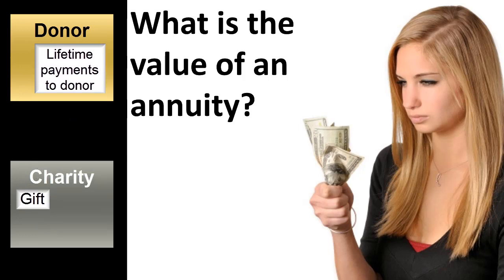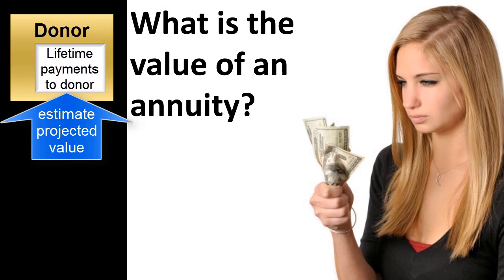But how do we determine the value of the annuity that the donor received in return for his gift? If the donor died immediately after making the contribution, then he would not have received any payments from the charity. On the other hand, if the donor lived for 50 more years, then the donor would receive 50 times $4,000, in other words, $200,000 from the charity in exchange for his gift. Because it is impractical to wait 50 years to determine the donor's charitable deduction, we must instead estimate the projected value of the annuity at the time that the gift annuity was purchased.